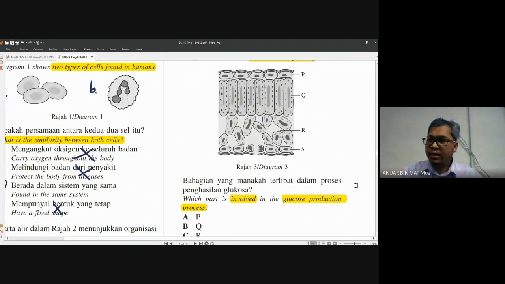Any possible answer? How about P or Q or R or S? Glucose production. You still remember photosynthesis? What is the part inside the leaf that absorbs the sunlight for photosynthesis? What is the part name? You still remember?